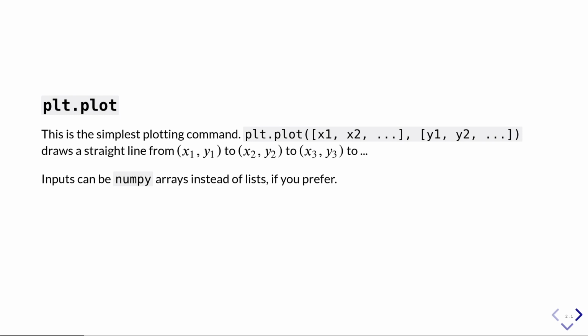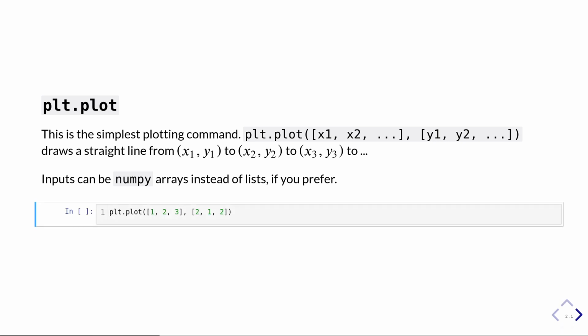The simplest way to use plt.plot is just to give it two lists of numbers. So if you give it two lists of numbers, a list of x coordinates and a list of y coordinates, then by default what plt.plot will do is draw a straight line from x1, y1 to x2, y2 to x3, y3 and so on, like this. And they don't actually have to be lists. You can use NumPy arrays instead of lists if you want.